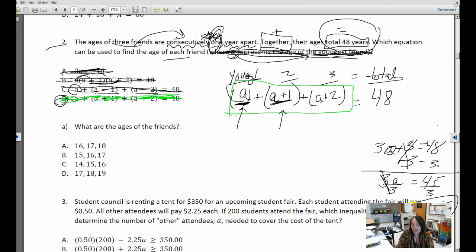All right, so how do I know if my answer is even correct? Well, let's go back. The youngest one is 15. That would mean the second one would have to be 16. That would mean the third one has to be 17, and these would all have to come to 48. Is that true or is that false? Well, 5 and 6 is 11, plus 7 is 18, carry the 1. 1 and 1 is 2, plus 1 is 3, plus 1 is 4. So 48 does in fact equal 48, we are correct.